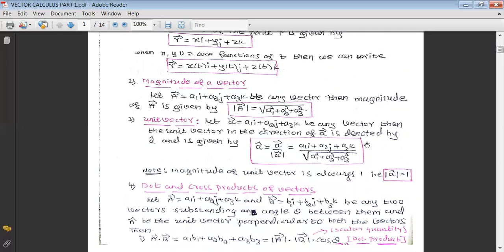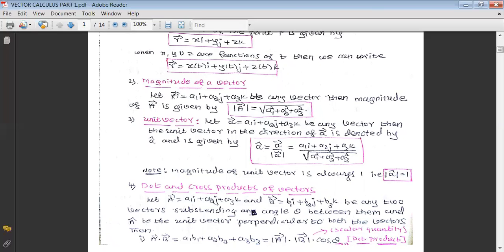Now let us recall what is the magnitude of a vector. Suppose you have a vector, say capital A bar equal to A1 i plus A2 j plus A3 k, be any vector, then the magnitude of the vector A bar is denoted as the absolute value of A bar and is given by A1 square plus A2 square plus A3 square, all under a square root.